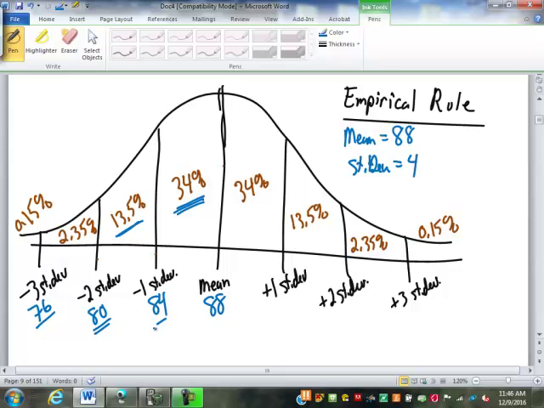Does everybody see where these three numbers came from? The 84, the 80, and the 76. Any questions on that? So I just started with my mean in the middle and I subtracted the standard deviation at each step. So going the other way, I add the standard deviation at each step. What's going to go here then? 92, 88 plus 4. What's going to go here? 96, and here? 100.